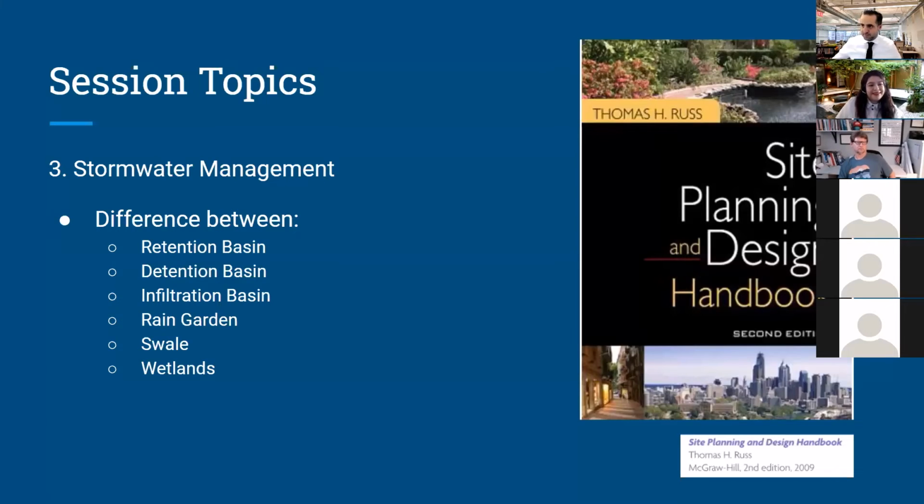Okay, good. So, third and last topic is the different stormwater management solutions. For this one, I studied the site planning and design handbook. This was my main source of study, plus random videos on the internet explaining these concepts. So we're going to go through what is a retention basin, a detention basin, and an infiltration basin. What is a rain garden, what is a swale, and what are wetlands.